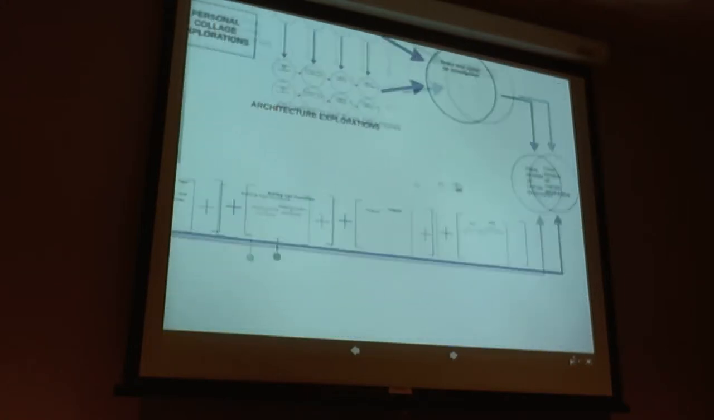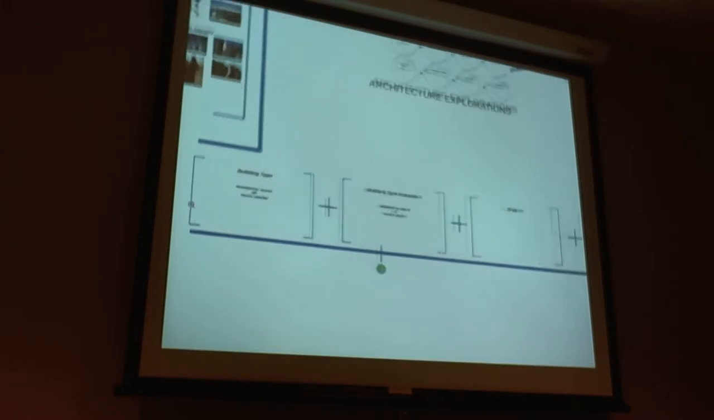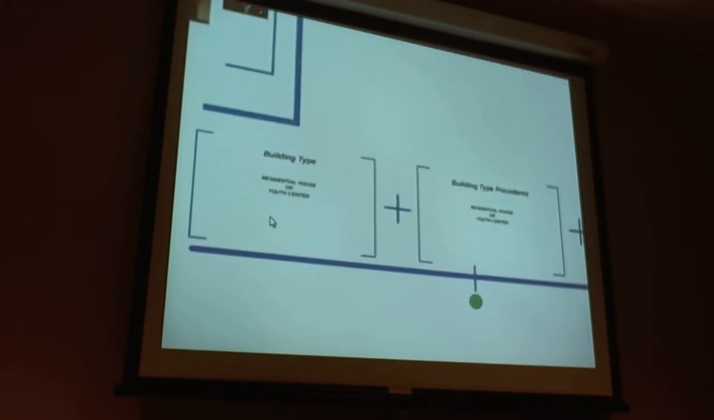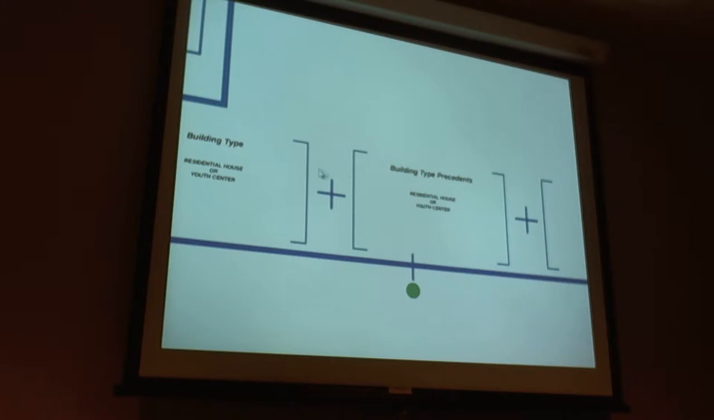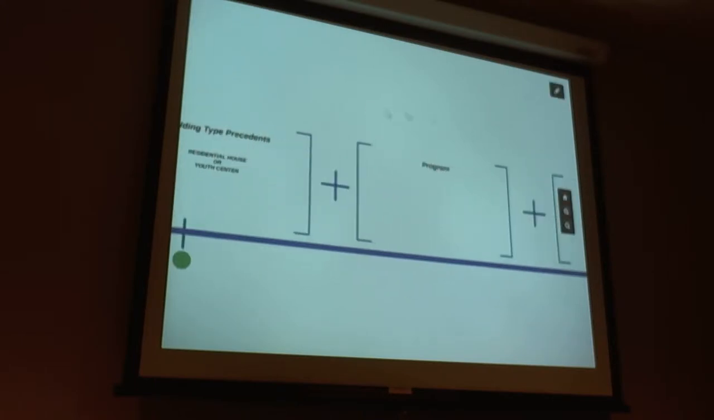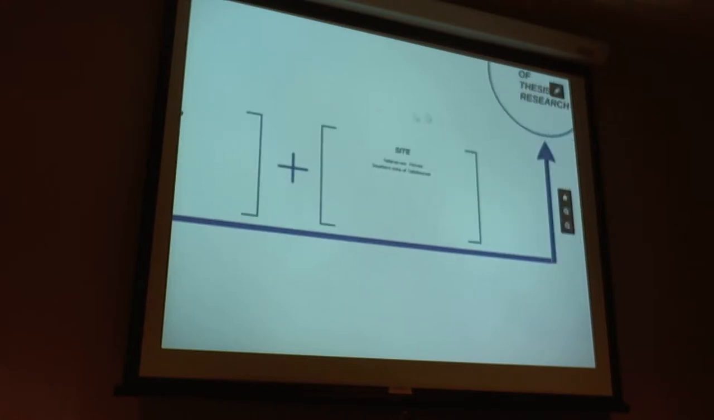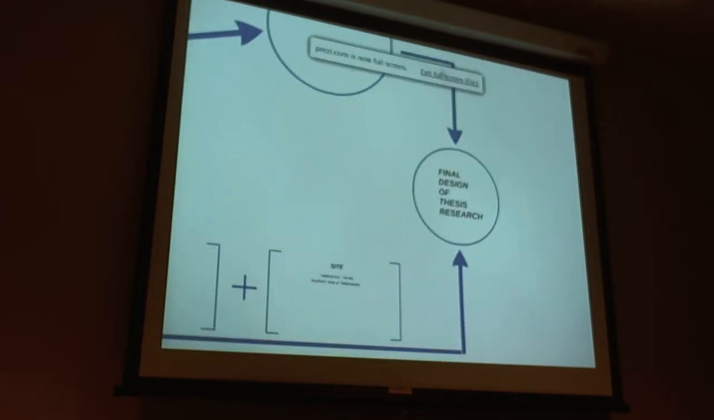For my building type program, I want to choose a site here in Tallahassee, probably on the southern side. And right now I'm thinking about a residential house or a dwelling unit or a youth center. I'm sorry that's up there twice. And then looking at building type precedents for that, and then going through the program, choosing the site, those two will be coming together for my final design.